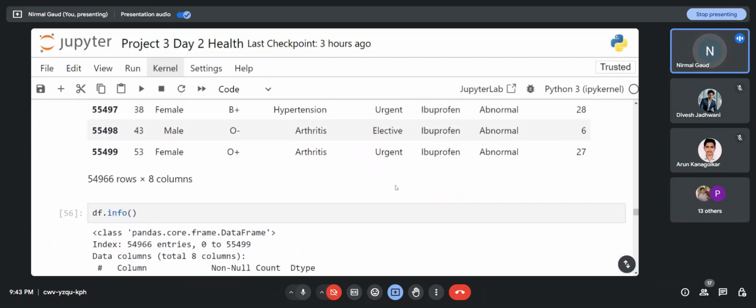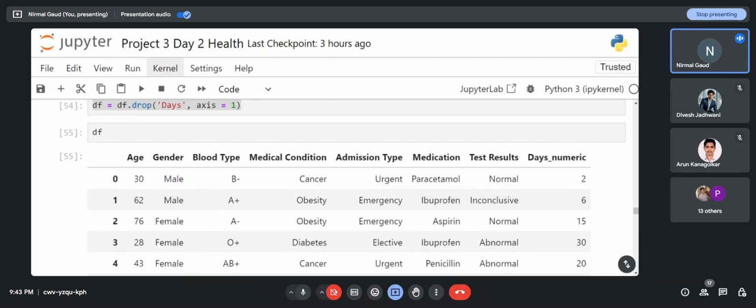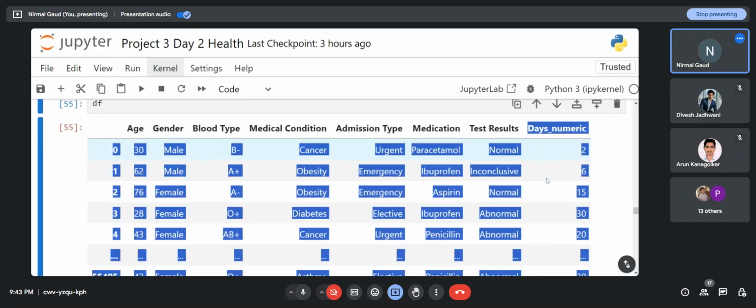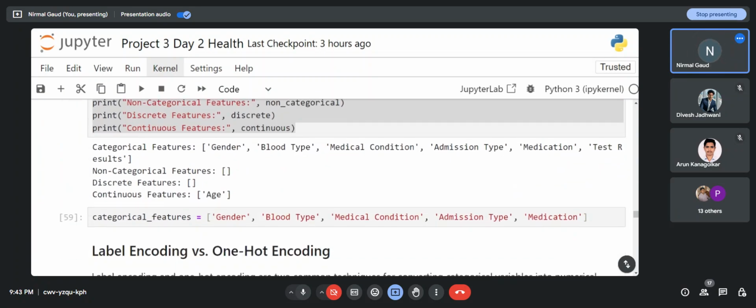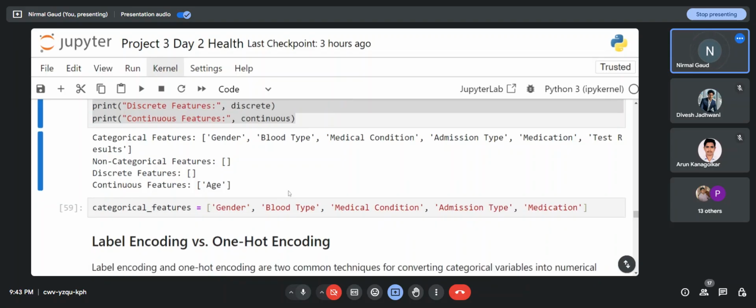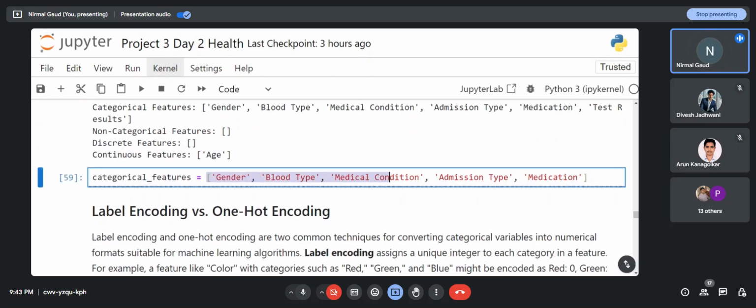This numerical value is also continuous in nature. Days numeric is also continuous in nature, but it is not showing here. The reason is in my code I have mentioned only int 64 and float 64, not int 32. My days numeric is int 32, so that is why it's not showing. But I know that it's numerical and continuous in nature, so I will take it in further analysis. Okay, fine. So I have these categorical features.